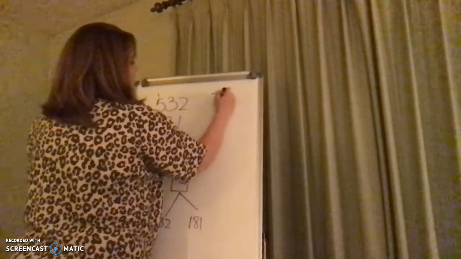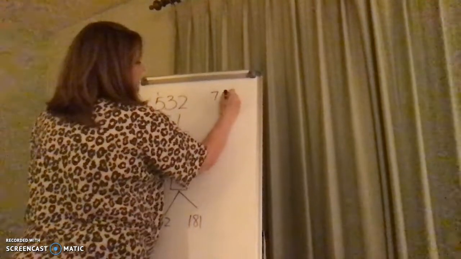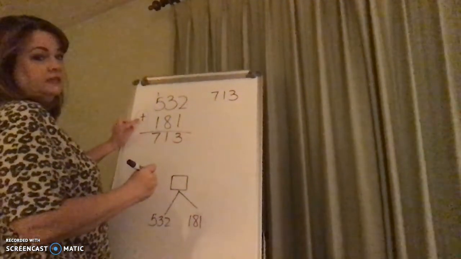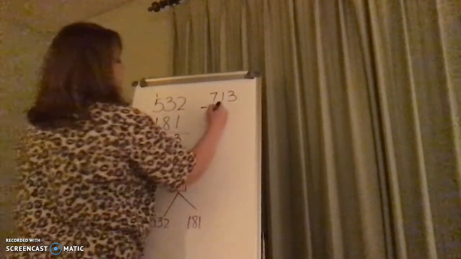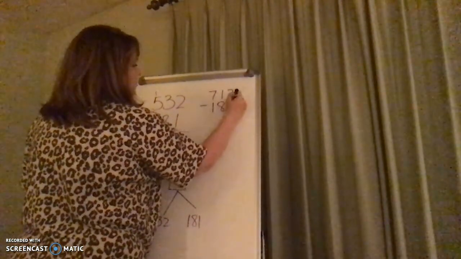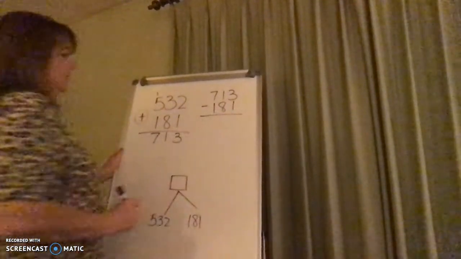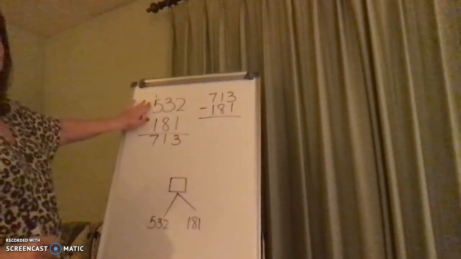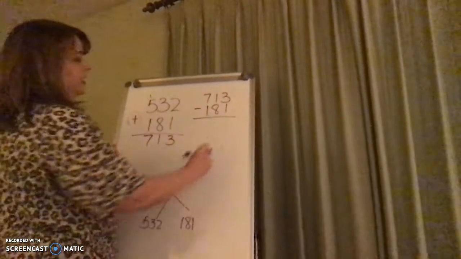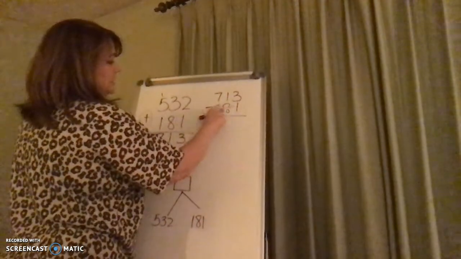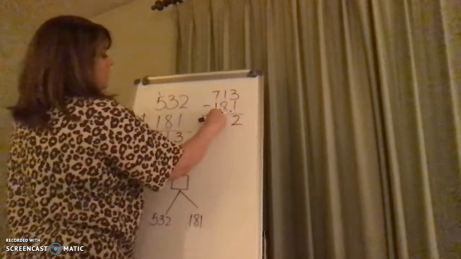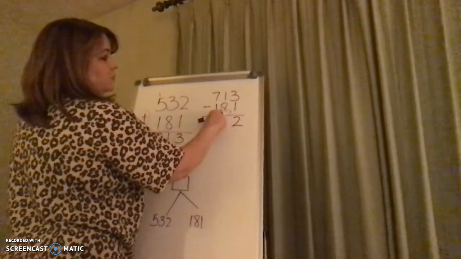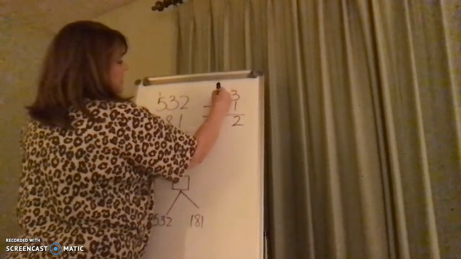So this time I'm going to do 713. The opposite of addition is subtraction. I'm going to subtract 181. If I'm correct, my answer will be 532. Let's check. 3 minus 1 equals 2. I can't do 1 minus 8. I have more on the floor. I have to go next door and get 10 more.